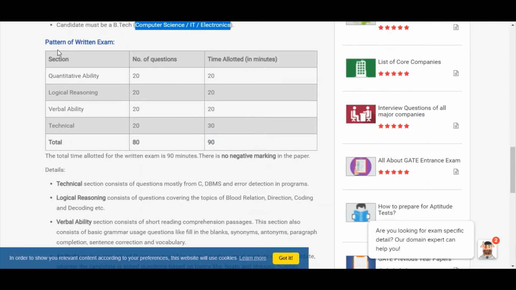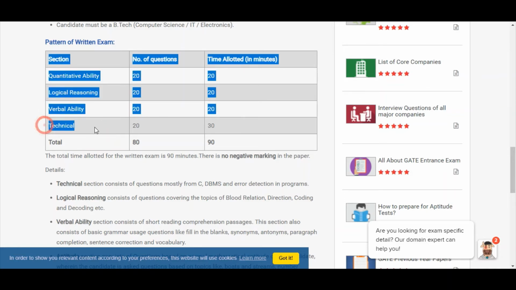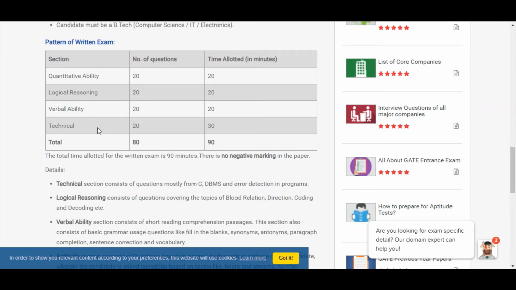Now let us discuss the pattern of the written exam. It has quantitative ability, logical reasoning, verbal ability, and technical. Basically, the technical questions will be asked from the eligibility criteria that I mentioned before. So if you know Spring Boot and the other things that I have told before, then you can easily crack this technical section, and you should prepare for quantitative ability, logical reasoning, and verbal ability.